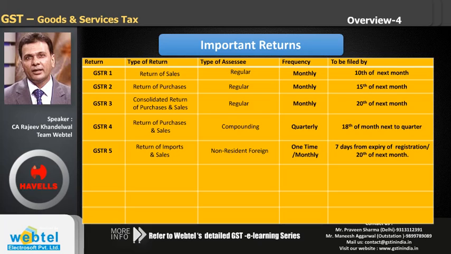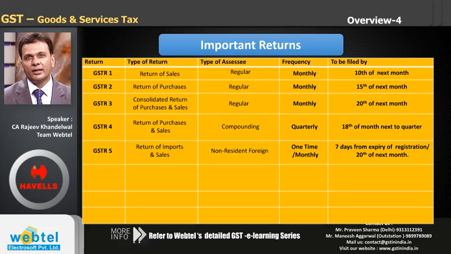And if registration is for a shorter period than a month, then a one-time filing of return will be there within 7 days from the expiry of registration. And if it is a longer registration, for 90 days or probably an extension, then it is to be filed on a monthly basis by the 20th of the next month.